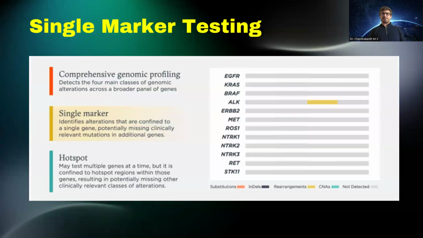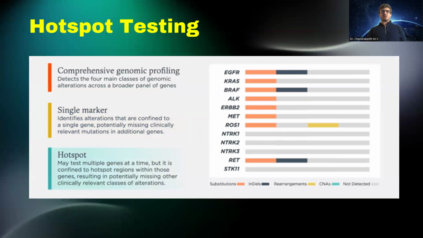So this is a pictorial representation of a single marker testing. I want to look at ALK. I look at ALK. I do not look into any other mutation. That too in the ALK, I look into a particular domain only. I look at only rearrangement. I do not look into substitutions, insertion, deletion in ALK. I look at only a rearrangement in ALK. This is single marker.